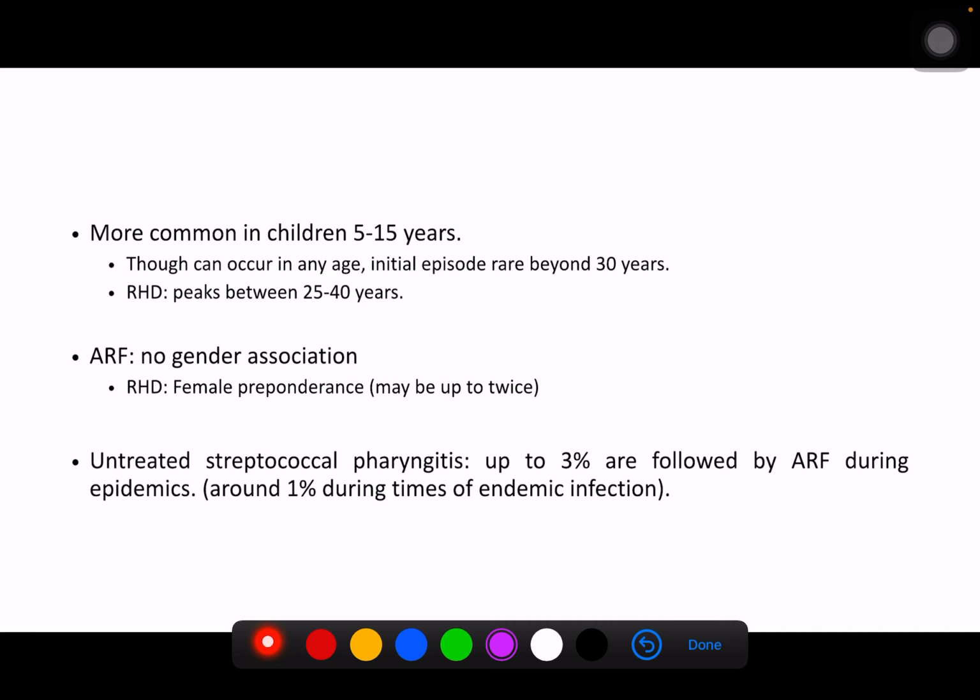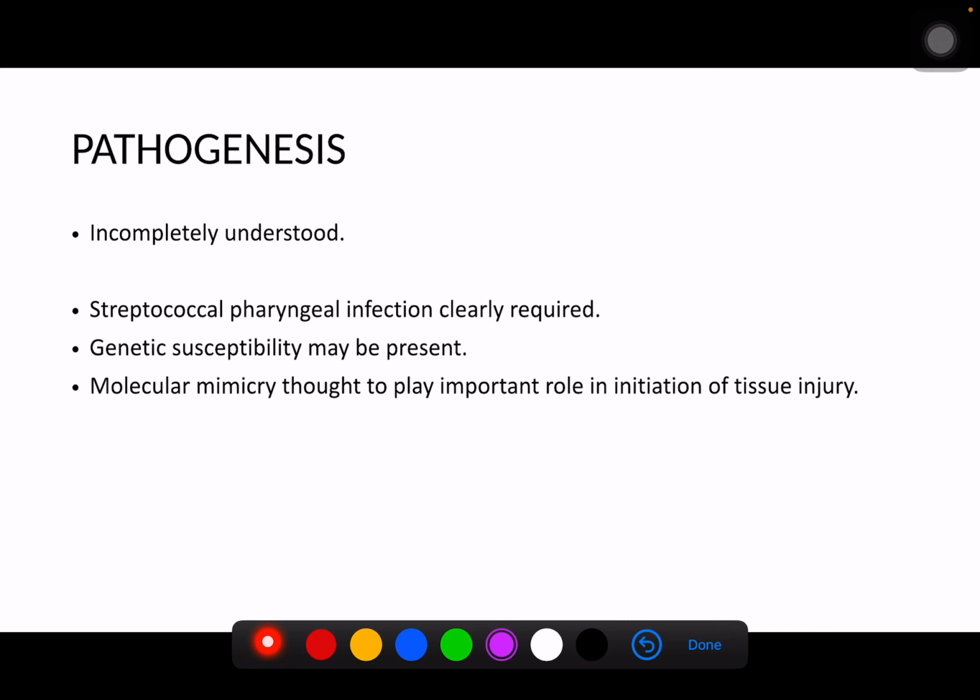Initial episodes are rare beyond 30 years. The most important age group is 5 to 15 years. It's not said that there is no gender association, but rheumatic heart disease is more common in females. With untreated streptococcal pharyngitis, up to 3% are followed by acute rheumatic fever during epidemics. That is why any person who presents with sore throat must not be neglected. They must be treated well.